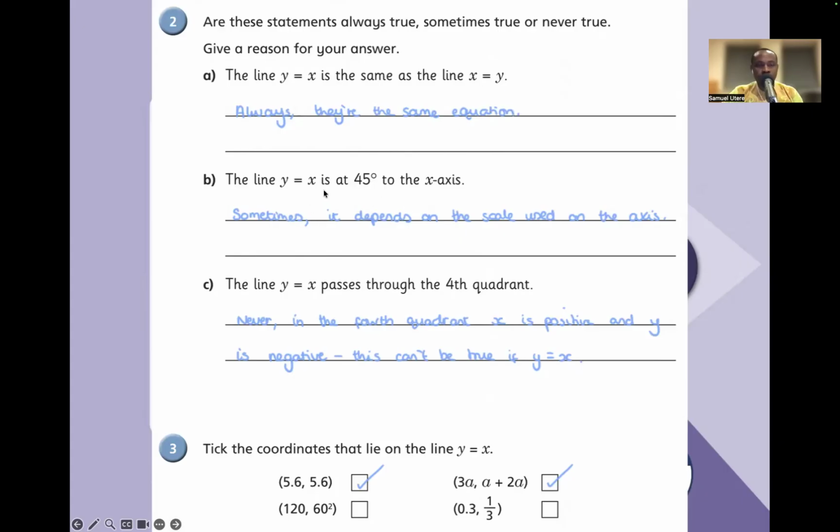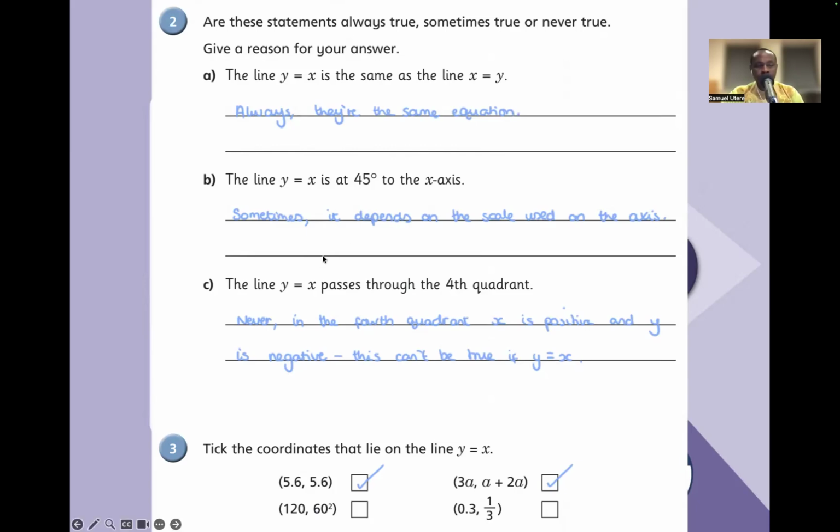The line y equals x is at 45 degrees to the x-axis. Well, not always, because we saw a line when we changed our scale. We will see that the line would change its angle of slant, but it is still the line y equals x. So sometimes, it depends on the scale used on the axis.